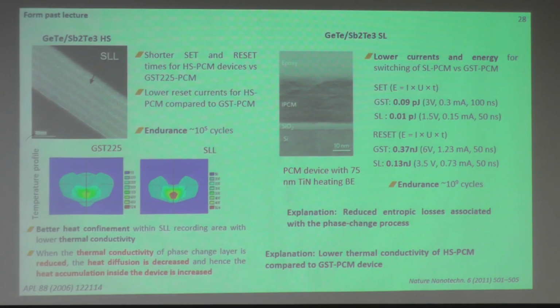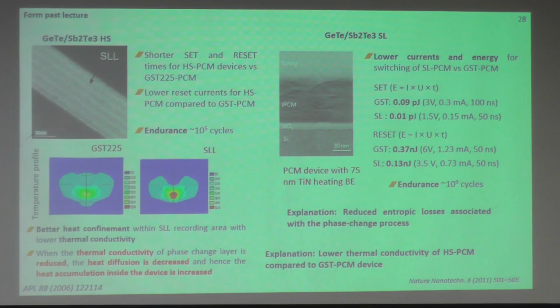They found also low currents and energy for switching of such superlattices compared to GST, and again huge improvement in the endurance and low operation energy and low currents needed. Here they explain this by reduced entropic losses associated with the phase change process.